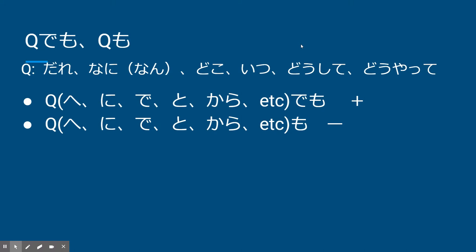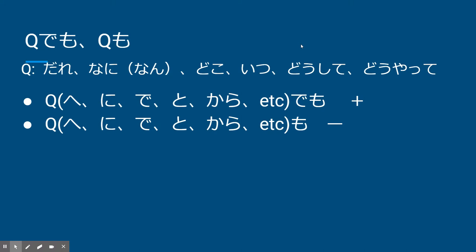誰でも食べてもいいです。誰でも食べてもいいです。Versus 誰も食べてはいけません。誰も食べてはいけません。So, 誰でも食べてもいいです。Anyone may eat it versus 誰も食べてはいけません。No one may eat it. So, でも is used with a positive and it becomes "any" something. And then question word も with a negative becomes "no" something.